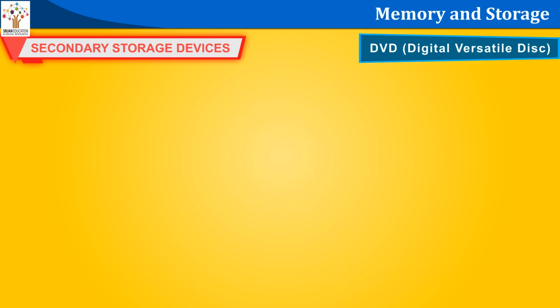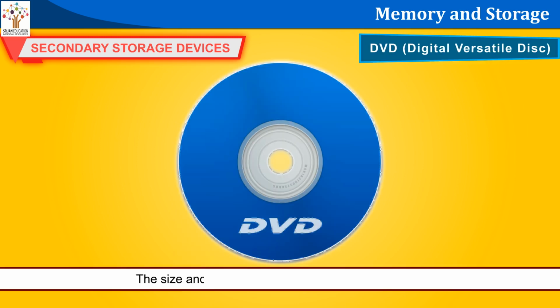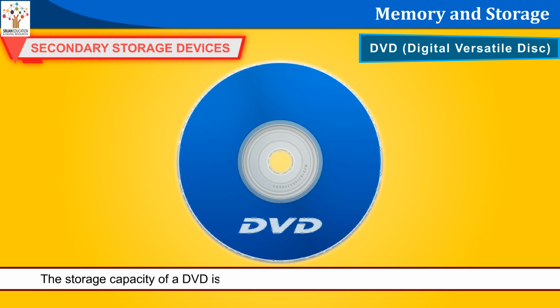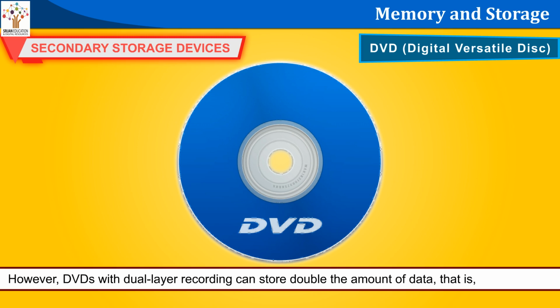DVD, digital versatile disc. The size and shape of a DVD is similar to that of a CD. The only difference lies in its storage capacity. The storage capacity of a DVD is around 4.7 GB, which is much more than that of a CD. We can save a complete movie on a DVD. However, DVDs with dual-layer recording can store double the amount of data, that is, up to 8.5 GB.